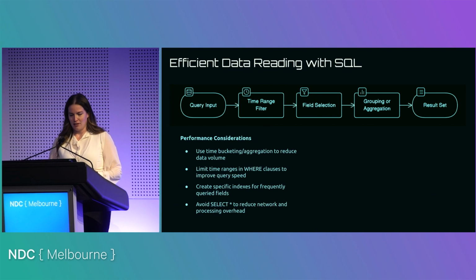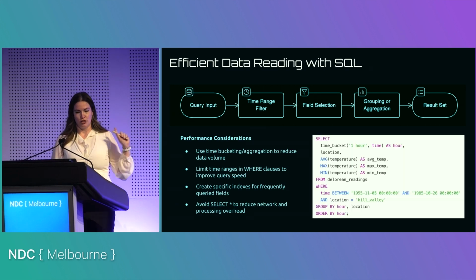And then the query example on the right shows these principles in action. We're using time bucket to aggregate by hour, selecting specific fields, filtering by location and a specific time range, then grouping and ordering our results. These optimizations can turn a query that might take minutes into one that completes very fast, in milliseconds. Some of the latest databases themselves with queries can do nanoseconds as well.